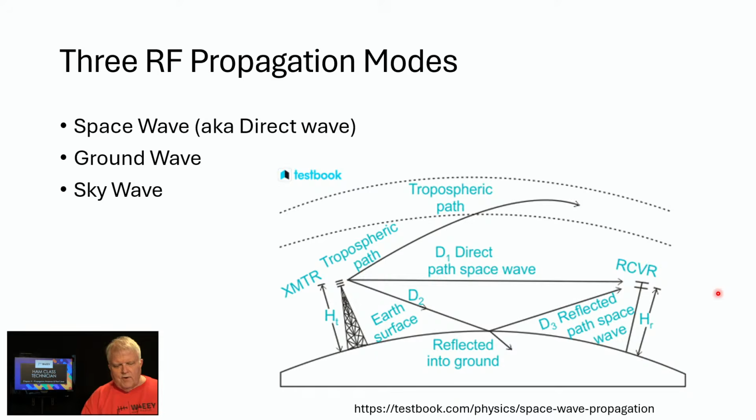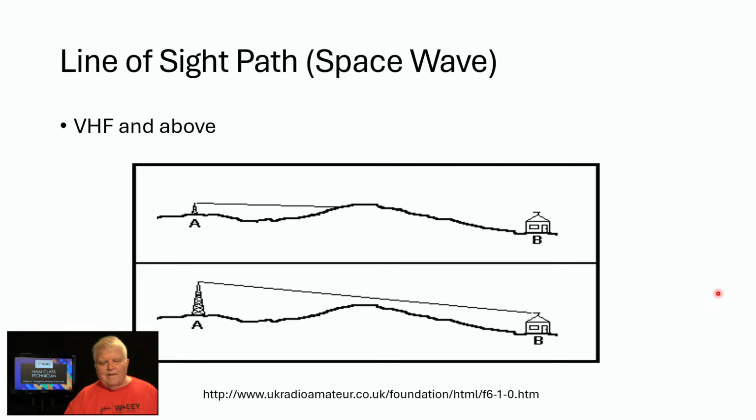So let's talk about that direct path space wave. That's a line of sight. And as I mentioned, obstructions can limit the distance. So in this case, we have a short tower here, or there's a hill or a mountain in the way. It can't be received over here, because it's being blocked. This is VHF and above, which is line of sight using this direct path. Now, if you can get the taller tower up, well, you can go over the obstruction and be received at the far end. So things you want to keep in mind.